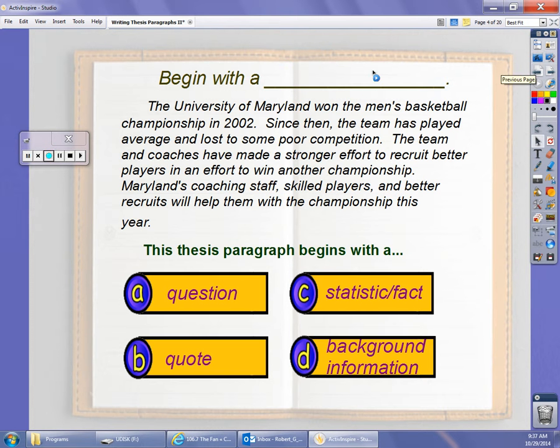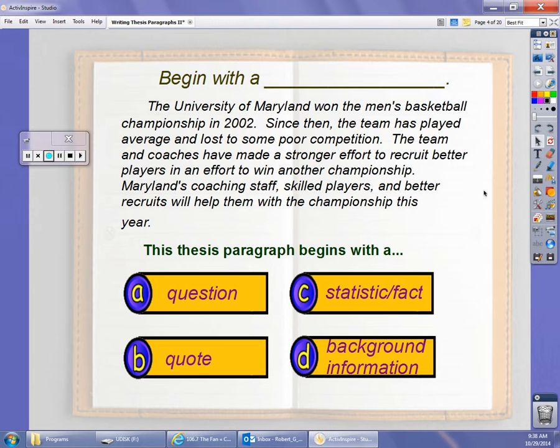So here is one thesis paragraph. The University of Maryland won the men's basketball championship in 2002. Since then, the team has played average and lost to some poor competition. The team and coaches have made a stronger effort to recruit better players in an effort to win another championship. Maryland's coaching staff, skilled players, and better recruits will help them win the championship this year.